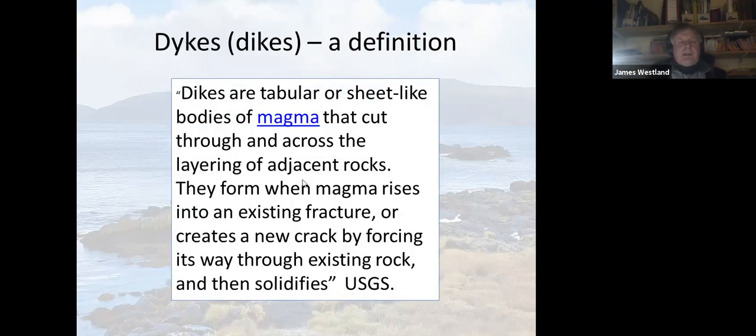Now here's a definition from the United States Geological Survey. Dikes, you've got the American spelling as well, notice. They're tabular or sheet-like bodies of magma that cut across the layering of adjacent rocks. They form when magma rises into an existing fracture or creates a new crack by forcing its way through existing rock, then solidifies. So that's as good a definition as any, but we'll see a lot more of this as we go through these slides.